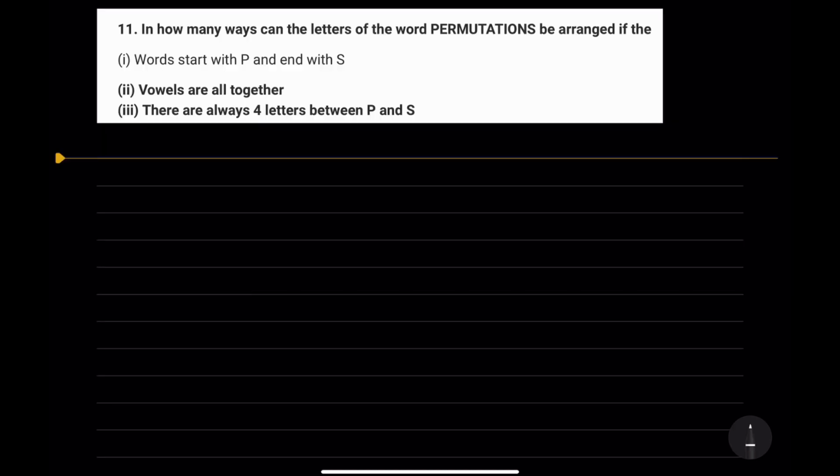How many ways can the letters of the word PERMUTATIONS be arranged if the word starts with P and ends with S, and vowels are all together? Then the third one: there are always 4 letters between P and S. So here is the solution. You have here the word permutations, which is given to us.